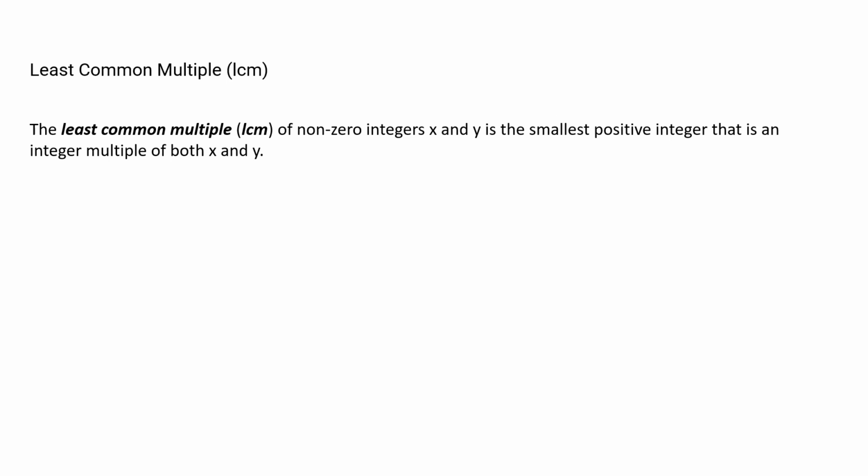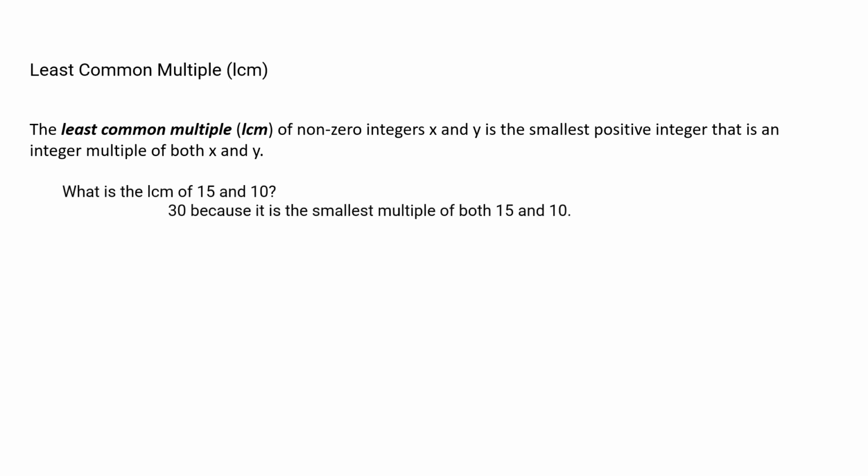Least common multiple. You've probably heard about this before too. The least common multiple of non-zero integers x and y is the smallest positive integer that is an integer multiple of both x and y. So if I have a 15 and a 10 and I'm asked, what is the least common multiple? I'm looking for the smallest positive integer that's a multiple of both of those numbers.